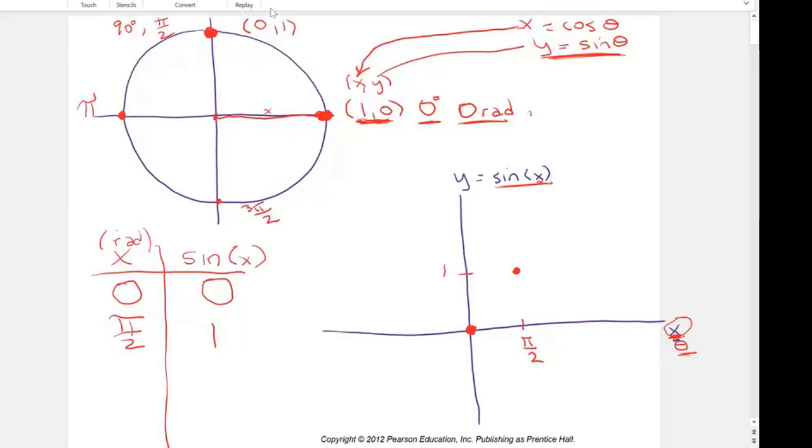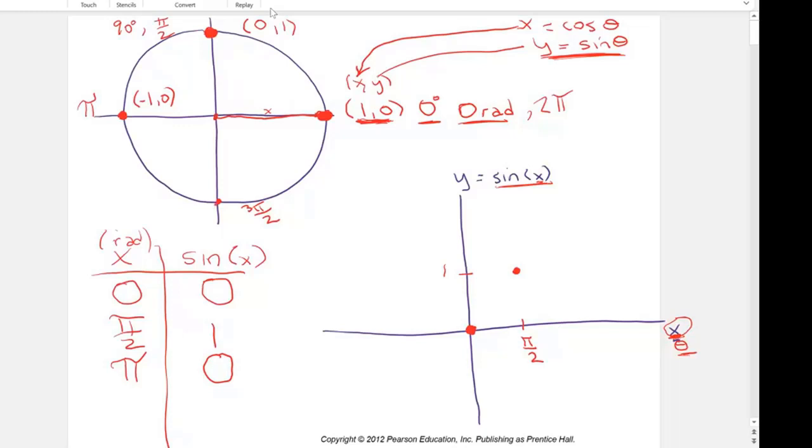And then also this becomes 2 pi and so on. Okay. So here again, if I take pi, well, this point right here, x is -1, y is 0, right? Yes. So at pi, my sine, which is my y value, is 0.